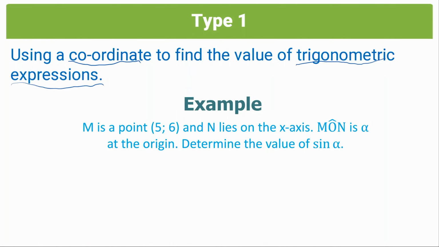For example, you are given a question which states M is a point (5, 6), so this is our coordinate there, and N lies on the x-axis, and MON is alpha, which is the angle in this case, at the origin. Determine the value of sine alpha. So this is our trigonometric function. We're given our coordinates 5 and 6 and asked to determine the value of a trig expression, which in this case is sine alpha.